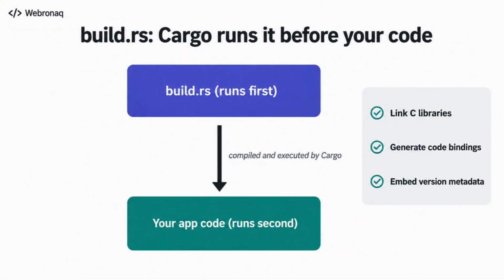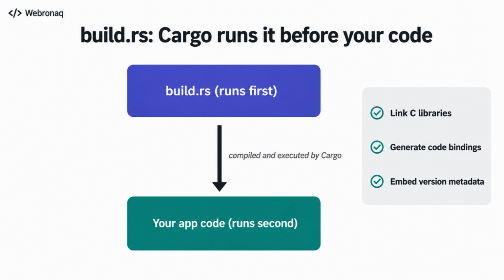Alright, so what is a build.rs file? Think of it like a prep cook in a kitchen. Before the chef starts cooking the main meal, the prep cook runs in, chops vegetables, sets things up, and leaves. In Rust, build.rs is that prep cook. It is a small Rust program. Cargo, the Rust build tool, compiles and runs it before touching any of your actual application code. Developers use it for totally legitimate things. Linking in a C library, generating code automatically from a schema, or stamping a version number into the binary.